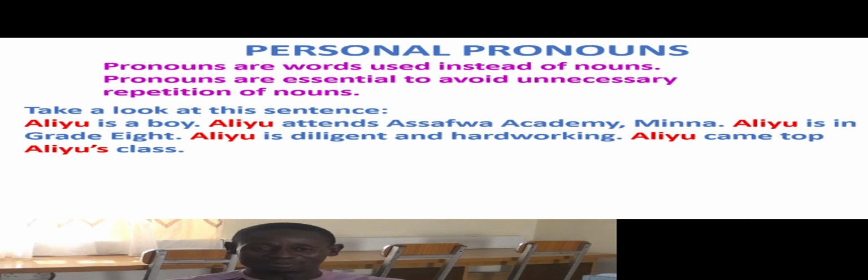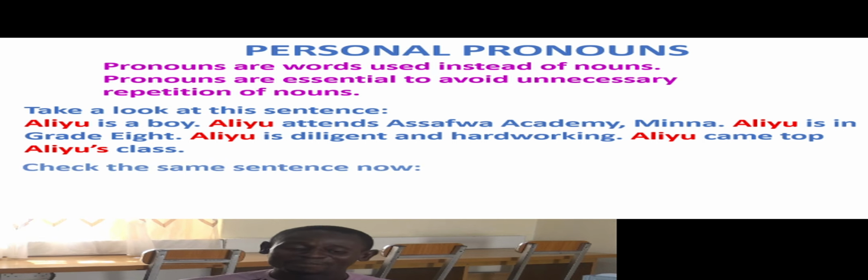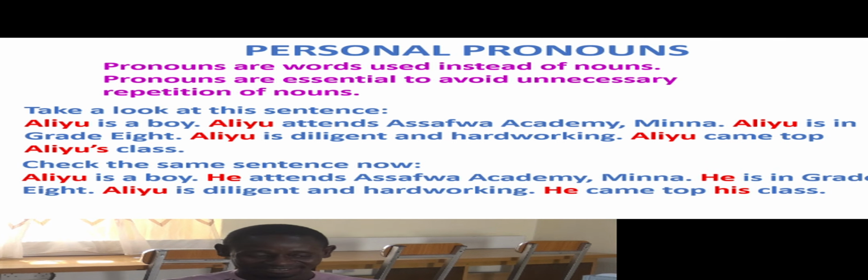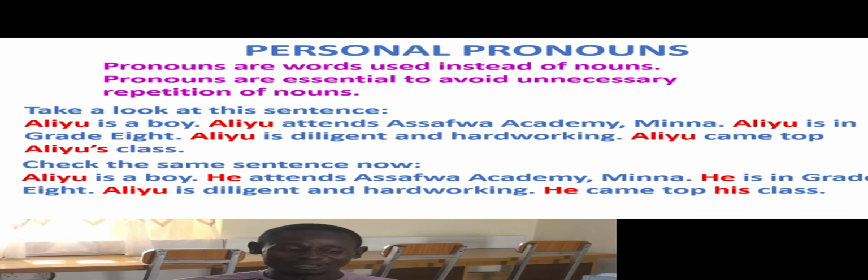Aliu is a boy. He attends Asafo Academy, Minna. He is in grade 8. Aliu is diligent and hardworking. He came top in his class. Now let's check the replacements. The second Aliu, which begins the second sentence in the first group of sentences, has been replaced with he.